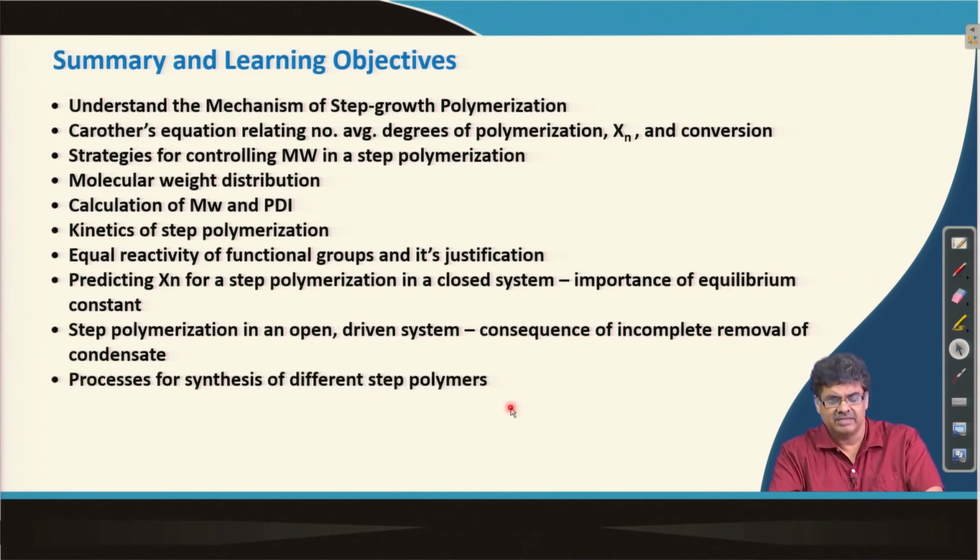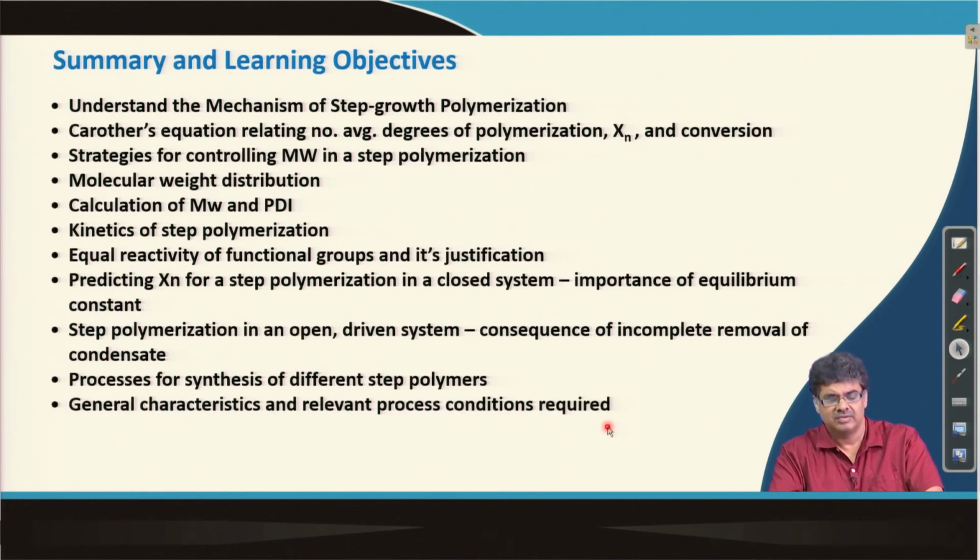And I gave some examples of different synthetic processes. Students can just look at them as information, and they should also know the general characteristics and process conditions of reactors to synthesize a linear step polymer successfully, what the problems are and what the troubleshooting is, and then finally we talked about how to synthesize branched or cross linked polymers. With this we come to the end of this module 2.